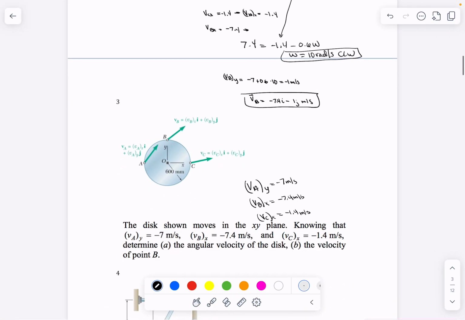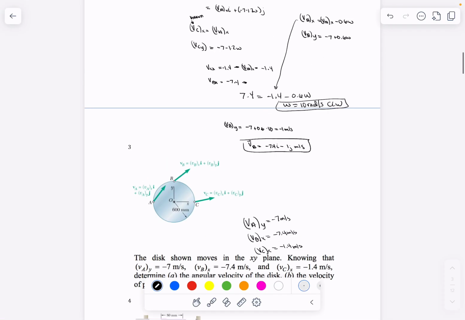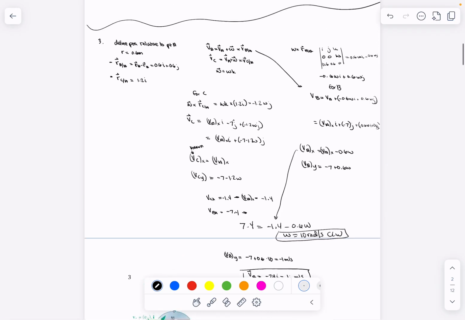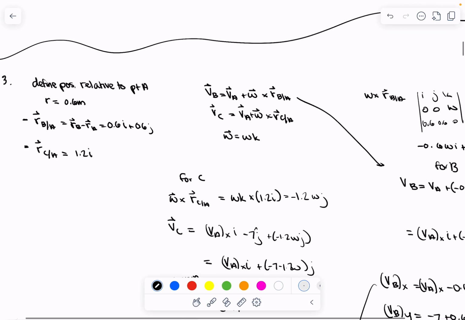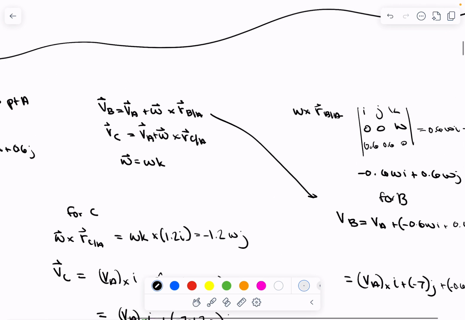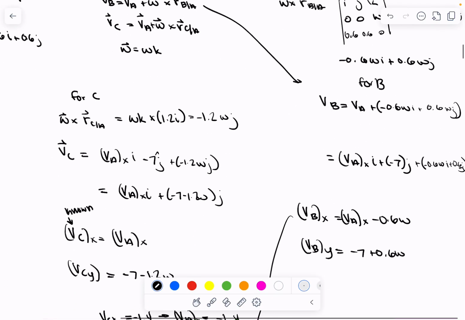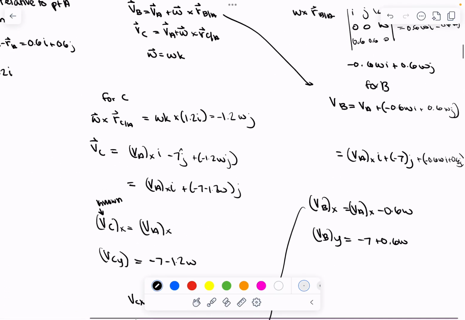Question 3, disk shown moves in the xy plane, knowing that VAY is equal to -7, VBX is equal to -7.4, and VCX is equal to -1.4. Determine the angular velocity and the velocity of point B. So we're defining the position relative to point A. The radius is 0.6 meters, R of B with respect to A, and R of C with respect to A. We have our general equations over here, and then this is just me computing the cross products for B and for C.